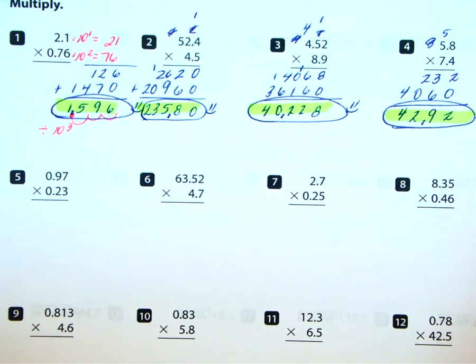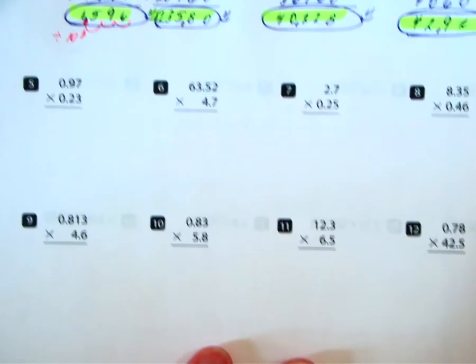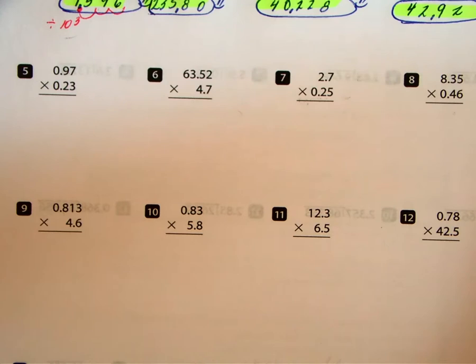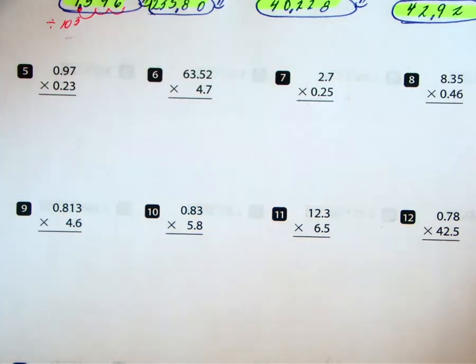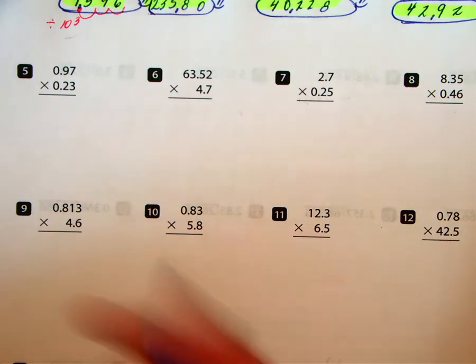Okay, next row, here we go. If you're struggling with the multiplication, pull out your multiplication chart from your time tracker or from your interactive notebook. If you're struggling with the steps, go to AIM page 22.